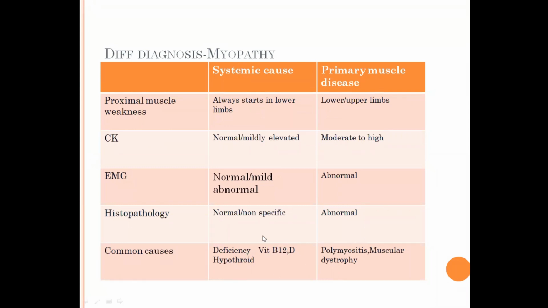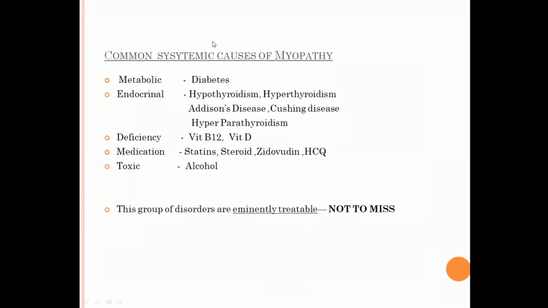Commonest is vitamin D deficiency, B12 and hypothyroid. So every patient with proximal muscle weakness, when it is not fitting into the primary muscle disease, look for an eminently treatable condition. These are all the list of systemic causes where the patient may manifest with proximal muscle weakness. Diabetes, there is a diabetic myopathy in addition to diabetic radiculopathy. All endocrine disorders, hypo and hyperthyroid, hypo and hyperadrenal, hyperparathyroidism, very commonly B12 and vitamin D. We'll come to the statin myopathy and other drugs and chronic alcoholism.